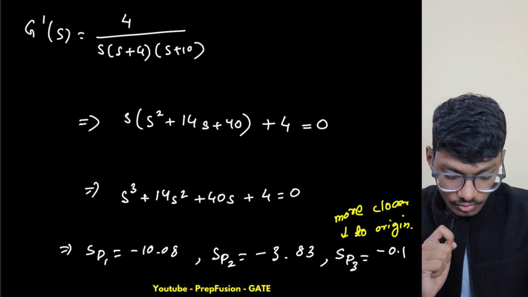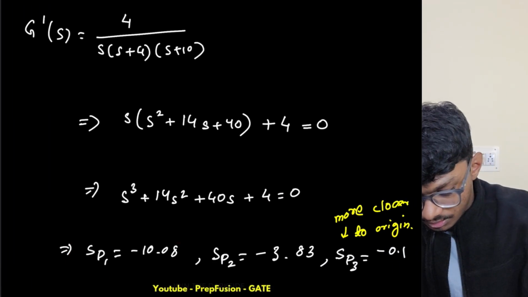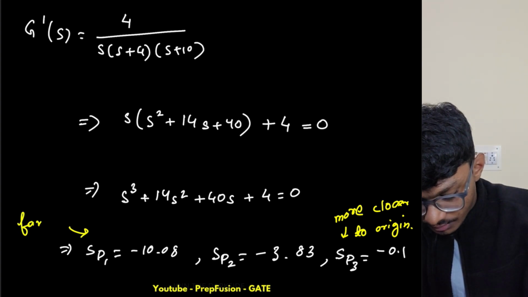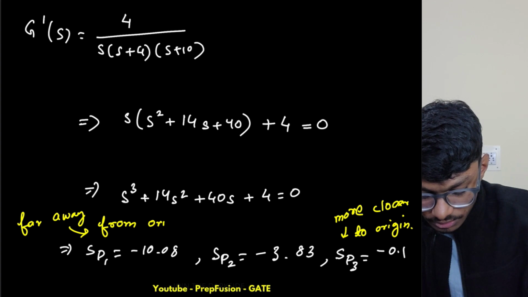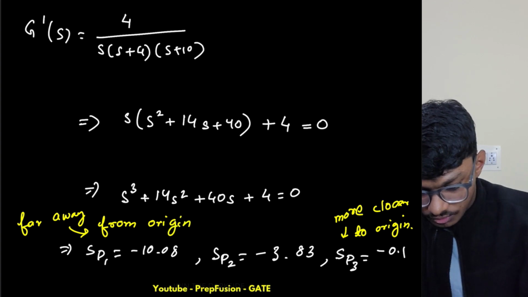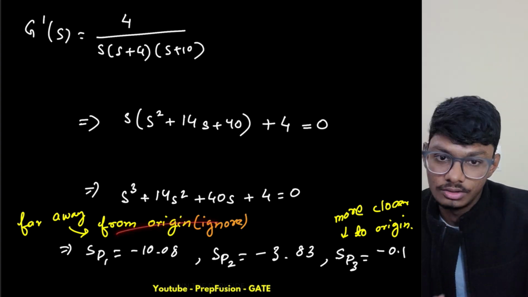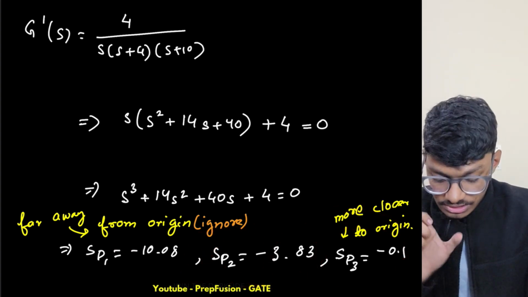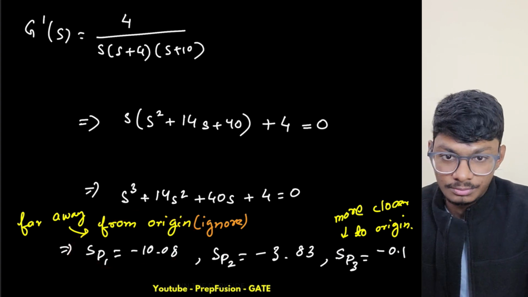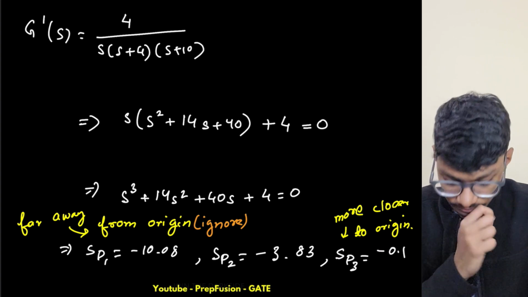This is one thing. Now what is the other thing? What we are observing is this root is very far away from the origin, very less dominant, hence we can simply ignore this one. Then we have only these two poles, the dominant poles which are near the origin. This one is much farther away from these two poles, so I can ignore it because it will not affect the transient response.